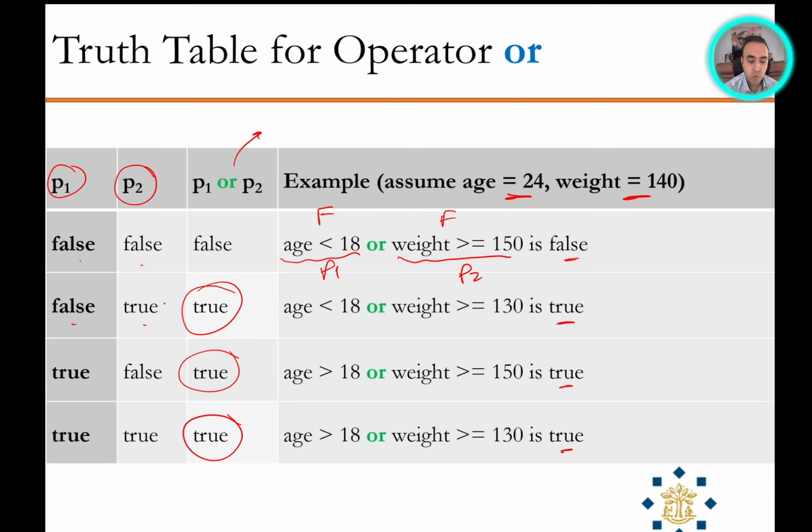OR just needs one of them to be true. That is sufficient. So we have true here, true here. Both true is also fine. If that's the case, the end result will be true. But if neither of them is true, or both of them are false, then the end result will be false.